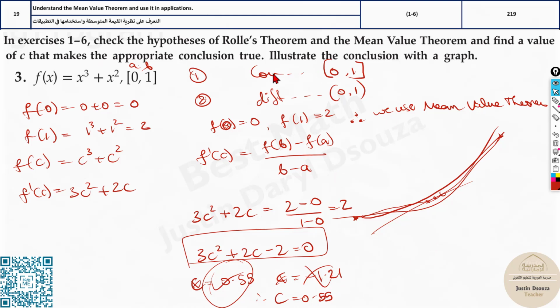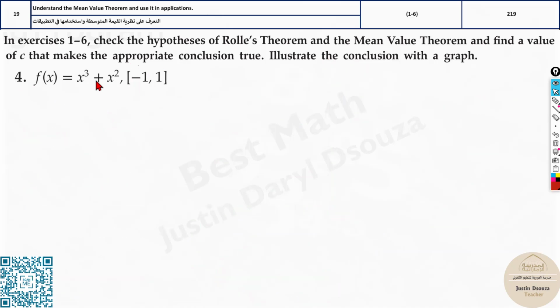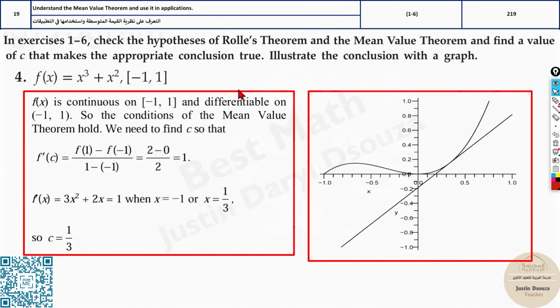Everything is in detail in this. Just make sure you complete the sentence. I wrote it properly in the first question, right? Just follow the same thing for writing. Now this is again the same function, so I won't do it. Only the interval values are changed. So you need to do the same 3 steps. You need to check continuity, differentiability, and then check whether f of a and f of b are equal.